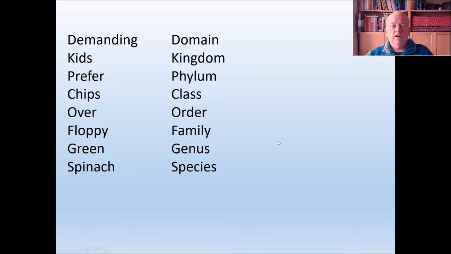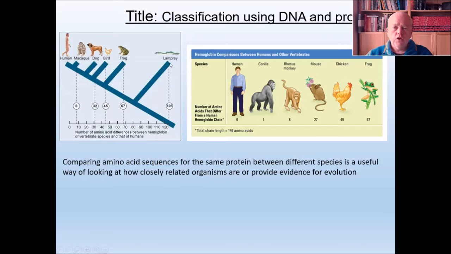Well, a lot of the work that I've been covering with you in the past few weeks has been to do with DNA, protein, transcription, translation, mutations, differences between amino acid sequences, differences between DNA sequences. So we're going to look at this idea of classification, where we're looking at similarities between DNA and protein. So the title of today's work, if you like, is classification using DNA and protein.